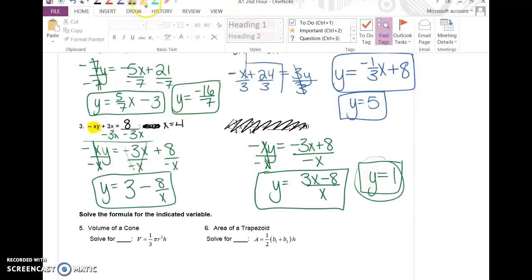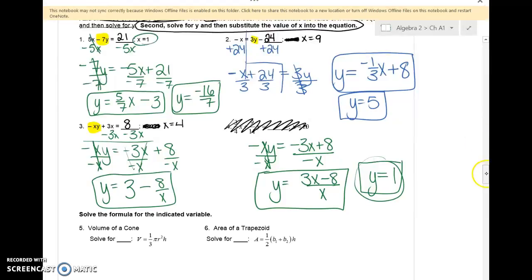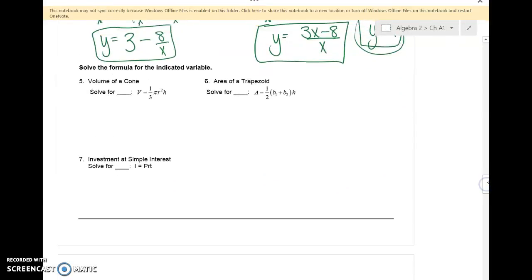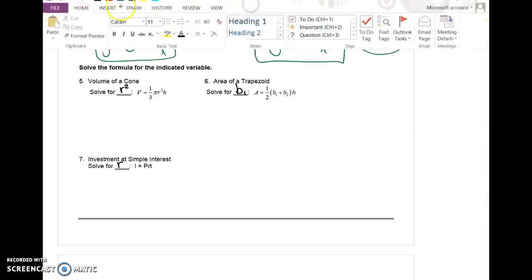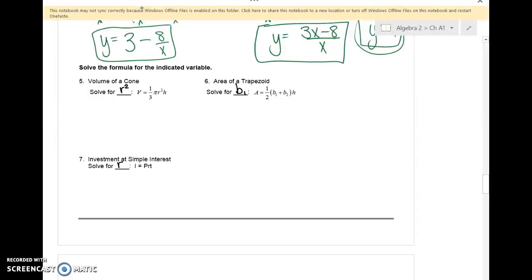We're going to rewrite formulas. So again, we've got some blanks to fill in. Number 5, we are going to solve for r squared. Number 6, we are going to solve for b sub 1. And number 7, we are going to solve for r. Solving for r squared means that we want to have r squared equals. So we want to get r squared by itself.